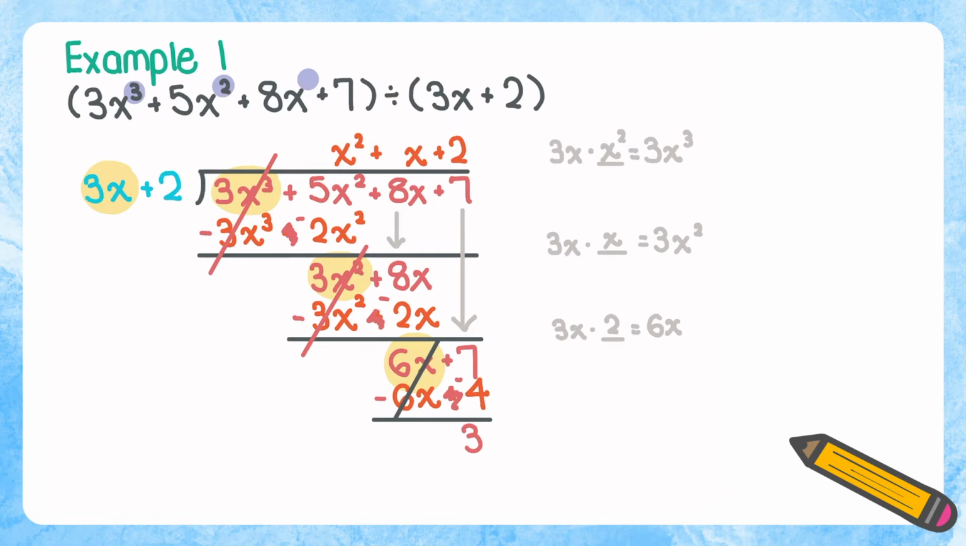So this is how I would write out the answer. So this 3 at the bottom, this is our remainder. And then this thing up here, x squared plus x plus 2, this is our quotient.